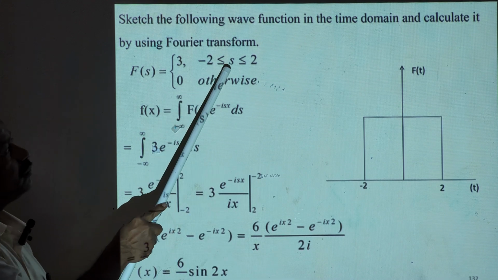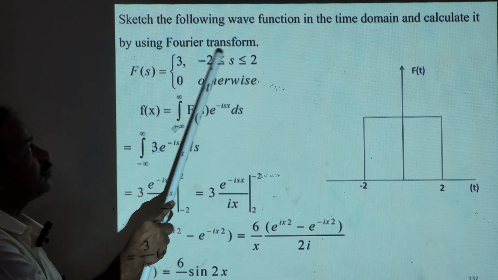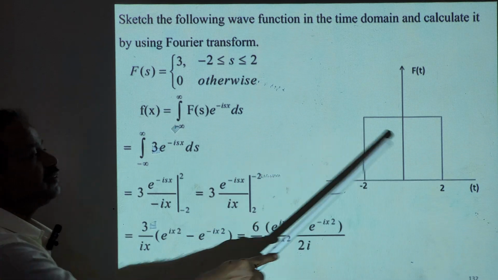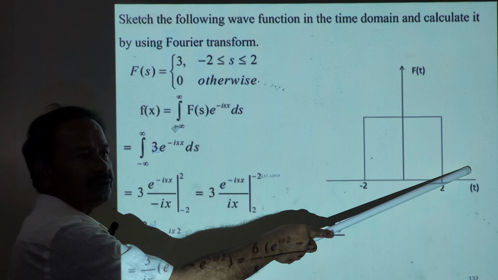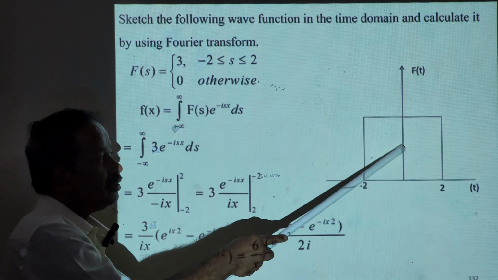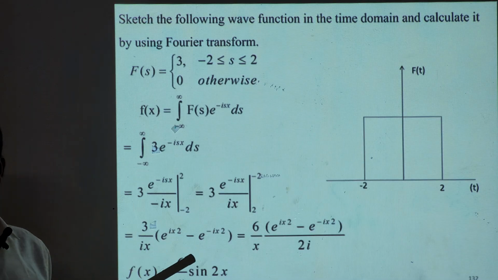Okay. So we have s lies between -2 and +2, where we have 3. So this is what 3. Elsewhere it is 0. Here it is 0. Below -2 it is 0. Above +2 it is 0. Here alone it is 3.